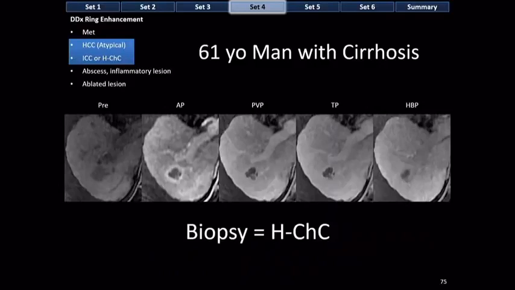And finally, one last one, ring-enhancing lesion in a 61-year-old man, clearly cancer. Don't know what kind of cancer this is. Do a biopsy, and this was a hepatocholangiocarcinoma. Okay, enough on cirrhosis.